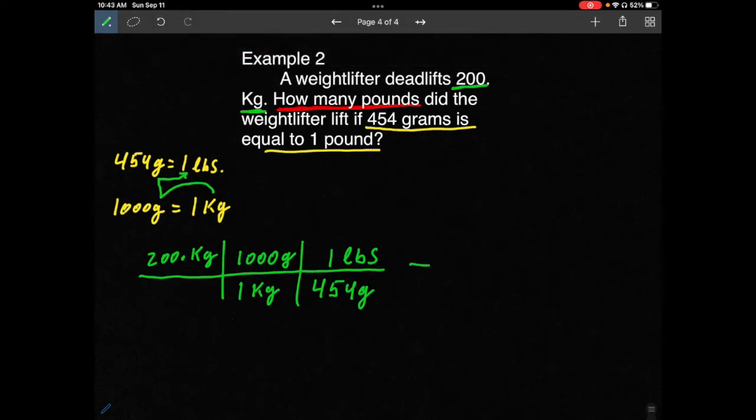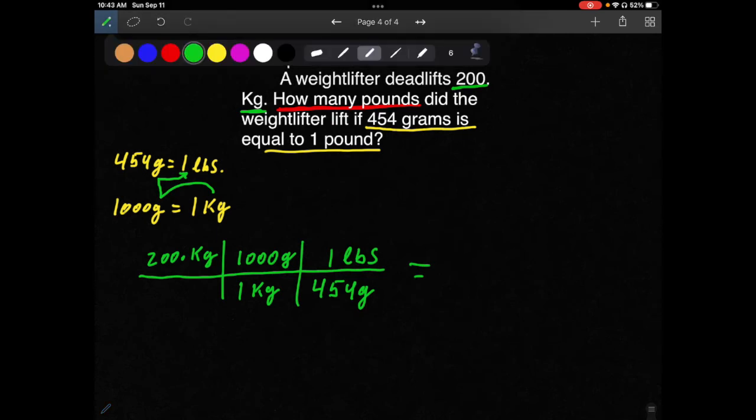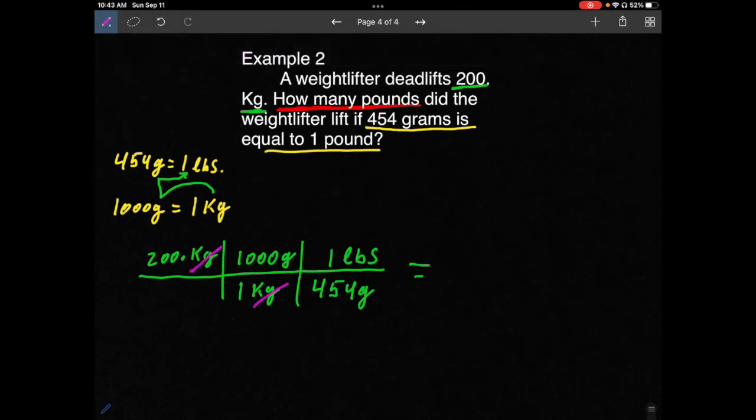Now I need to go back and make sure that all my units cancel. Kilograms cancel with kilograms. Grams divided by grams, that cancels. And I'm left with pounds as the unit in the end. And the question asks me to solve for pounds, so that is appropriate. Now I'll take my calculator and I'll multiply 200 by 1,000, which gets me 200,000. 200,000 divided by 1 is still 200,000. Multiplied by 1 is still 200,000.